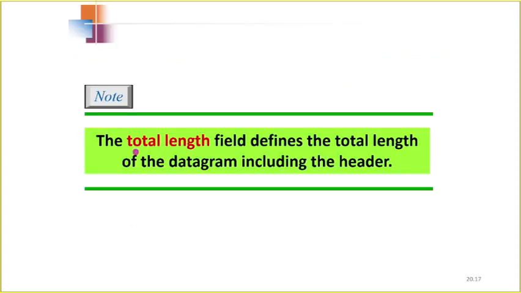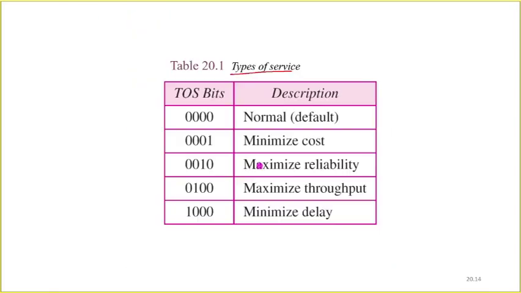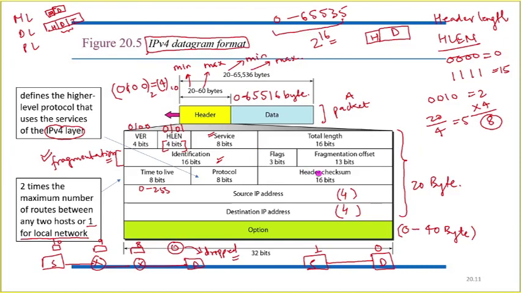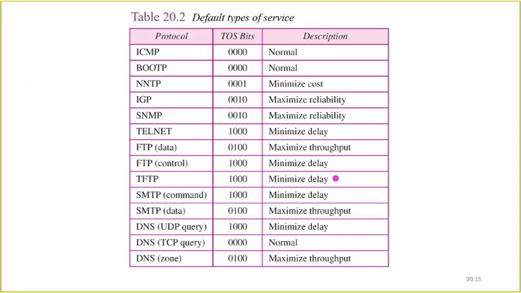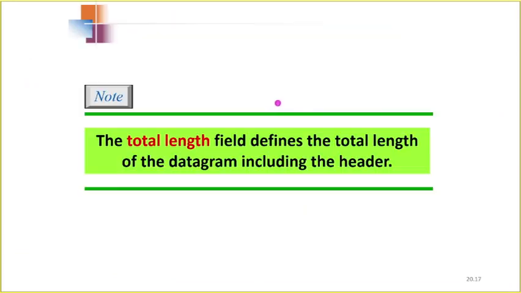The total length field defines the total length of the datagram, including the header and data. And then the header checksum we will be looking at later on. So type of services, default services, and code points, then total length, which is the total size of the datagram, including the header as well as the data.